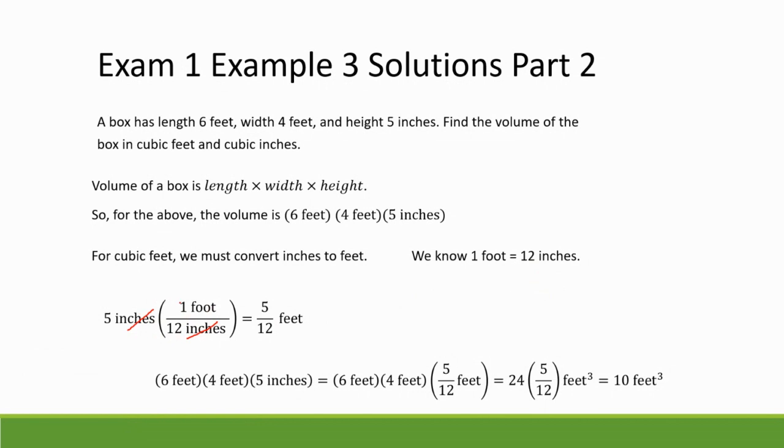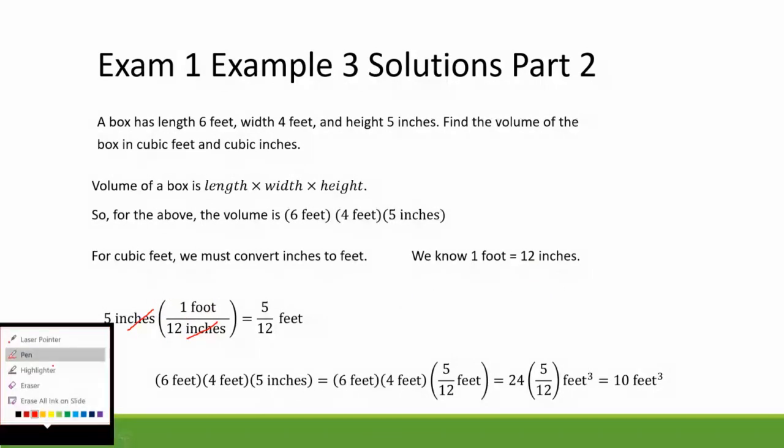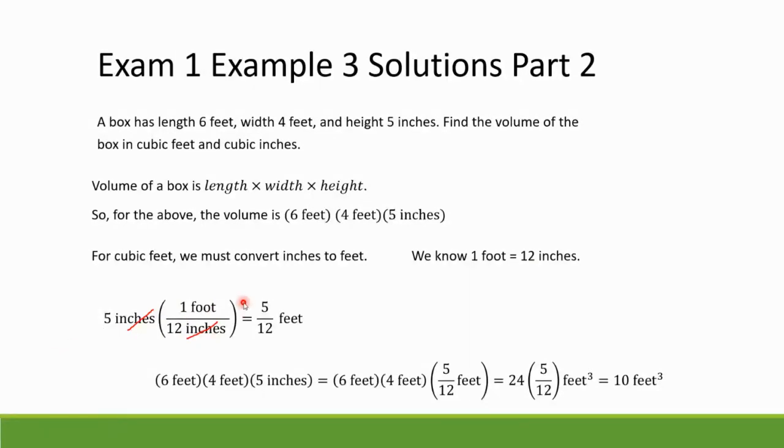And we're left with 5 times 1 over 12 foot, which I guess should be feet, but in the end we write feet. So we get 5 over 12 feet. So that's what we get. All right, that's cool. So altogether, this product is really equal to 6 feet times 4 feet times 5 over 12 feet. And if you do that product, you get 24 times 5 over 12 feet cubed, which is the same as cubic feet. And that's 10 cubic feet.